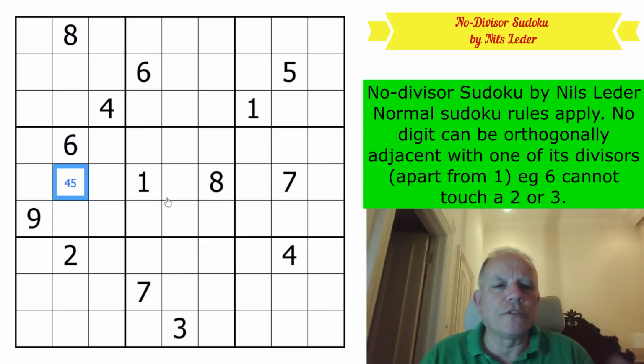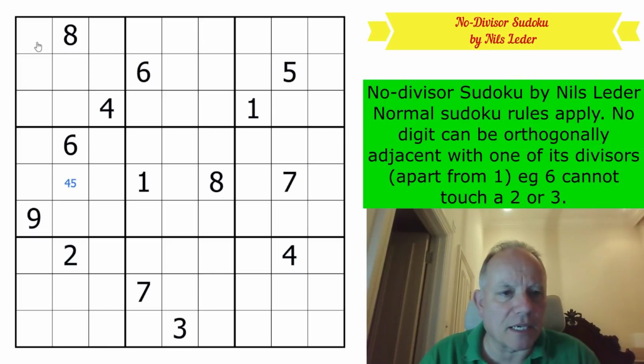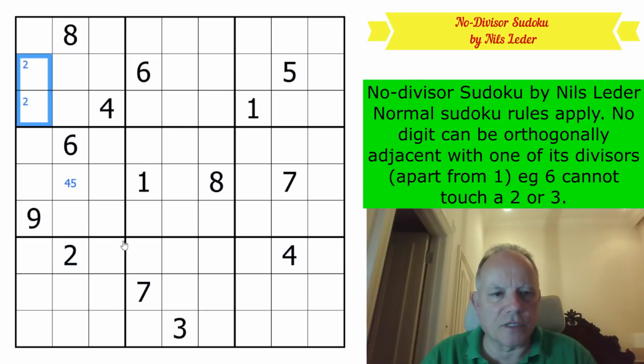Right, 2. 2 is an interesting number. We can ignore 1 because 1 is an exception. It's not having to obey the rule. 2, though, does. And 2 has 4 different multiples in this puzzle. So it can never be next to 8, 4, or 6. So all of these cells in box 1 cannot be 2. So 2 in box 1 is in one of those two. Then we know it can't be there, so it's in one of those two in column 3.